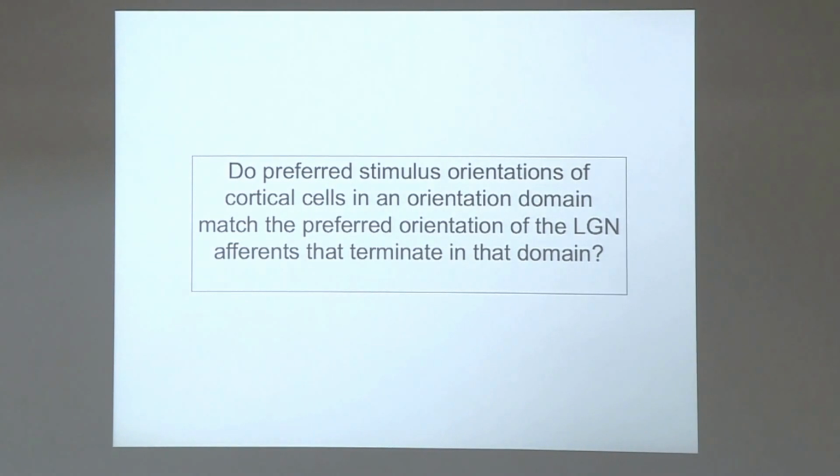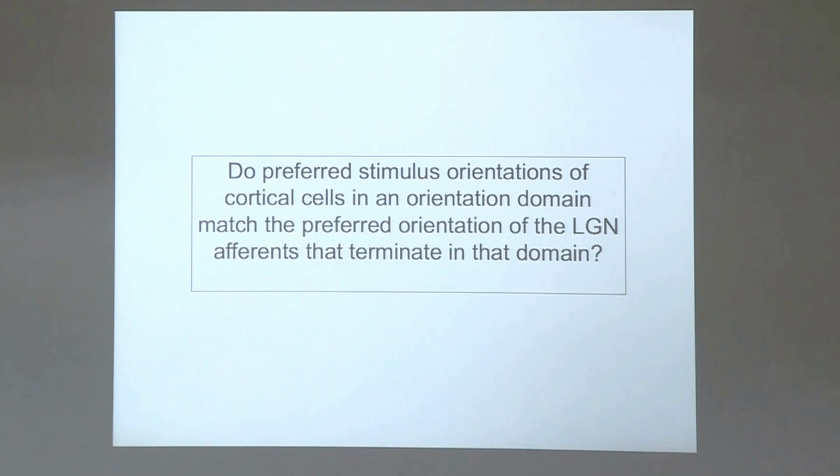Now, we did a few other tests of this model. If this is true, then if you look at the afferents coming to a particular cortical column, you should find a match between the preferred orientation of the cortical cell and the preferred orientation of the afferents that are coming in there. Or the cortex may ignore all of this and use Hubel and Wiesel's model to create orientation selectivity.